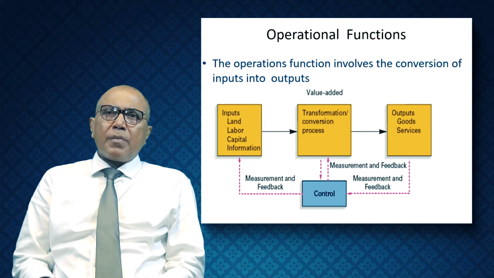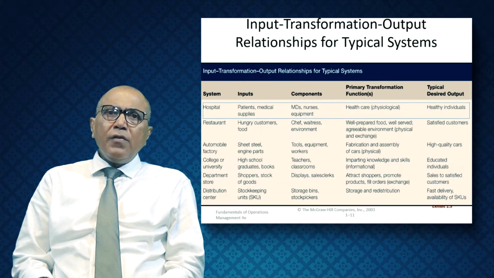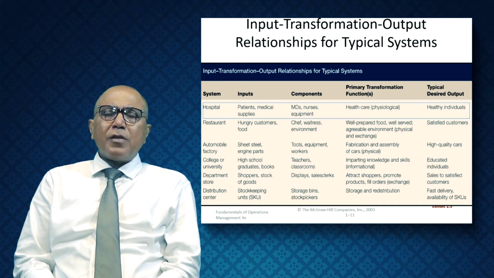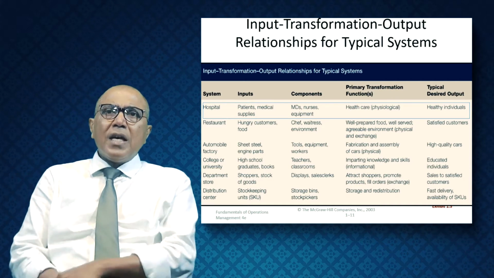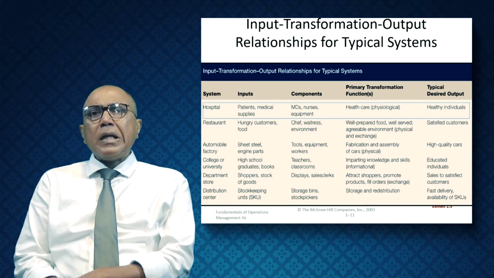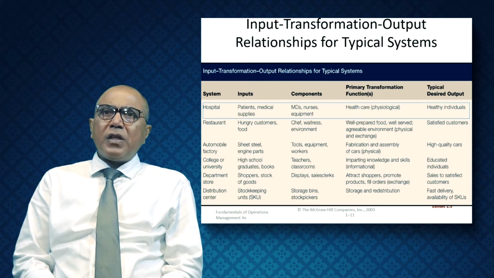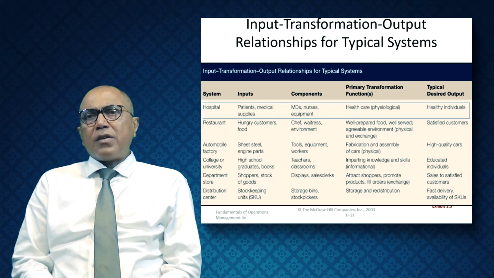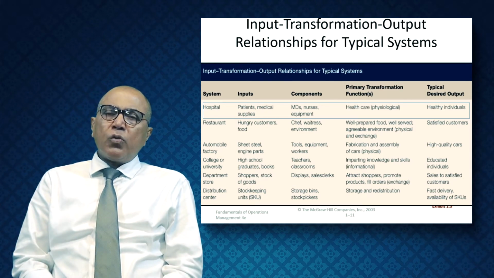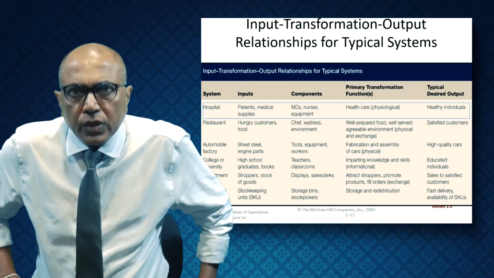during the patient care process. And if you look at hospitals, our inputs will be patients and the medical supplies and resources, and the other resources could be doctors, nurses, and the equipment. And then we transform these into healthcare services, and the desired output would be healthy individuals.